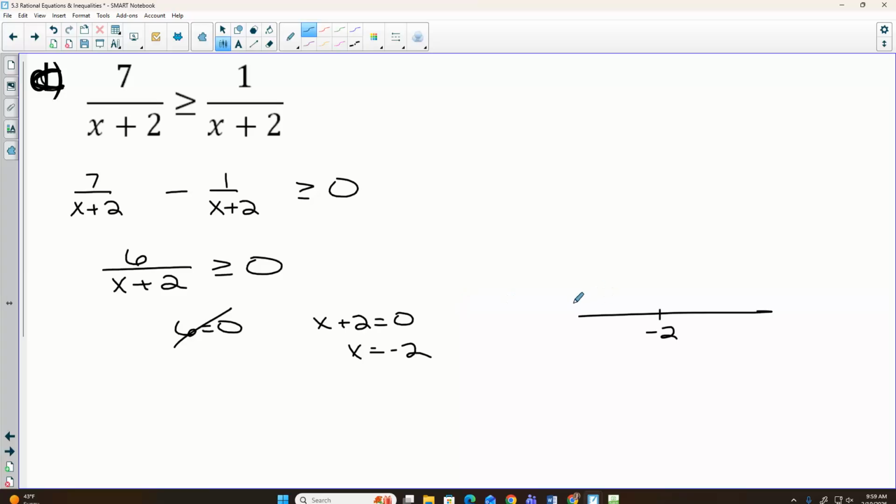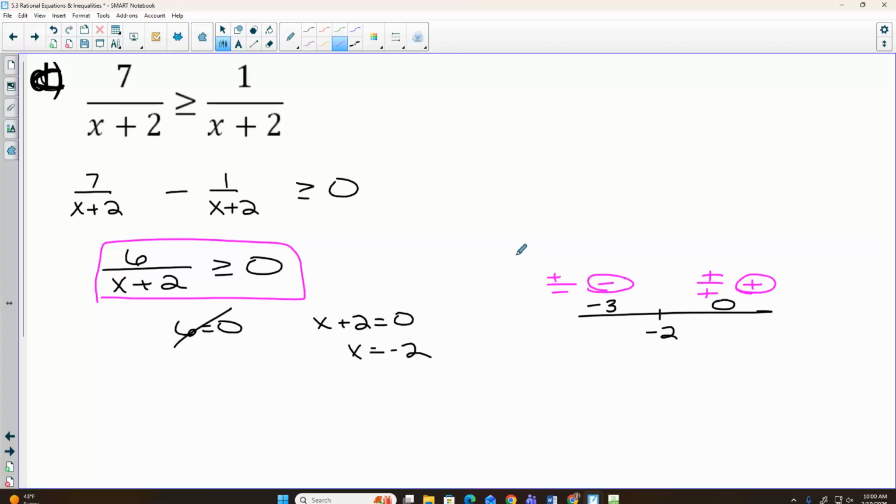All right, so then smaller than negative 2, maybe negative 3, bigger than negative 2, so maybe a 0. These are my test points. Then we plug them in here. 6 is positive no matter what. Negative 3 plus 2 is negative. Positive divided by a negative is negative. If I put in 0, 6 is positive, 0 plus 2 is positive. 2 positives make positive.